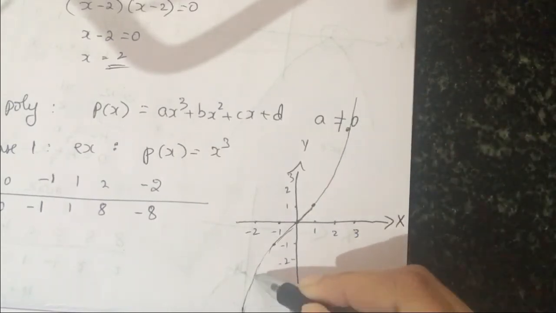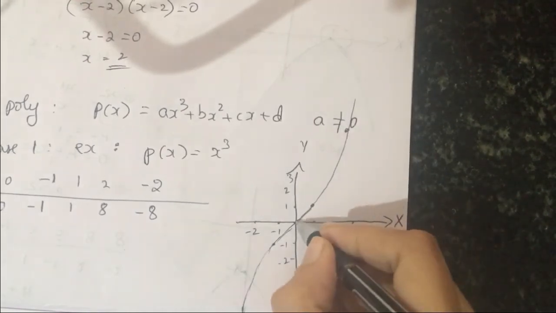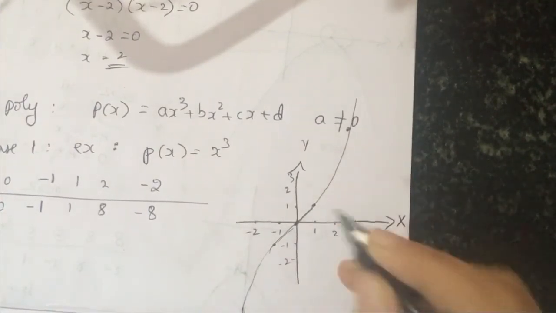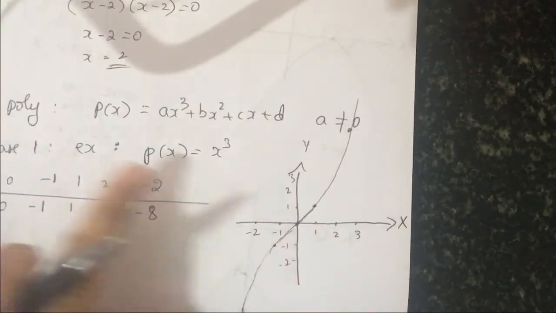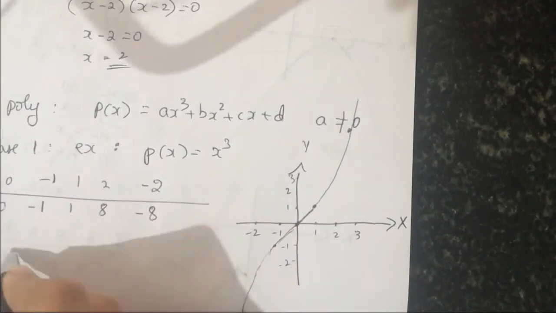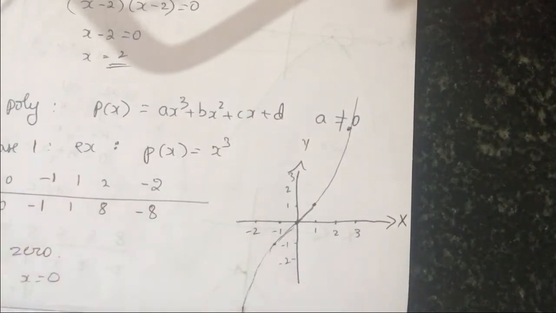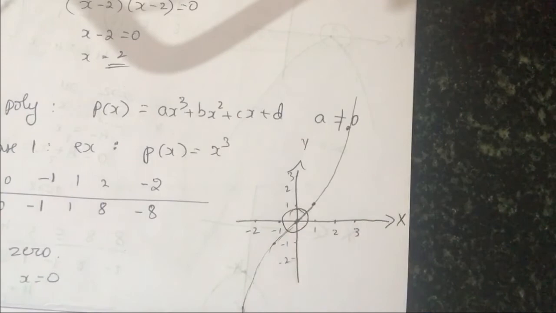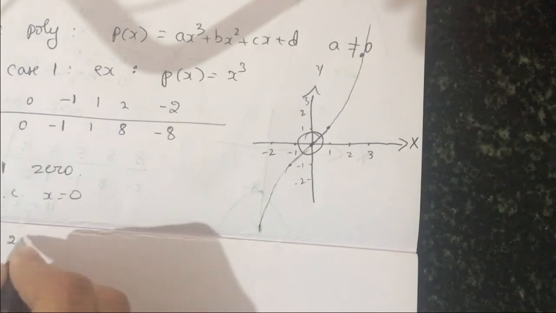Something like this. Okay. In this case, you can observe that it is touching the x-axis exactly at one point, where the x value is also 0, right? So this polynomial has only 1 zero, that is x equal to 0 is the zero of the polynomial. This is the first case. Let's look at the second case.